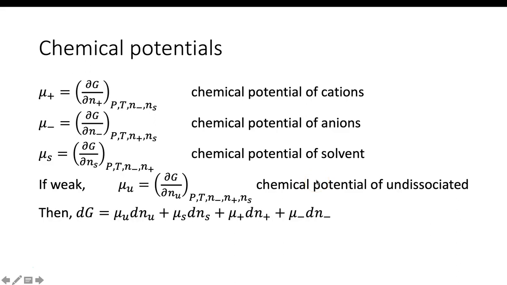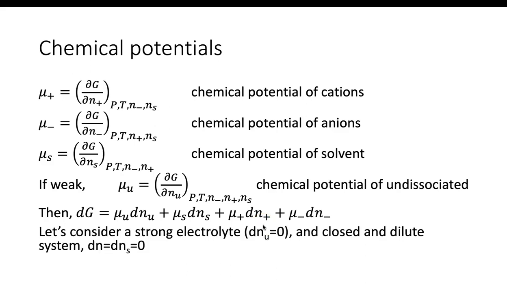And if we want to know about the thermodynamics of that process, we would evaluate the overall free energy or Gibbs free energy. And so we'd look at how the Gibbs free energy changes with the chemical potential as we change the number of moles. So we're going to set a couple of conditions. Let's consider a strong electrolyte, so we'll get rid of our undissociated. And we're going to just say it's a dilute solution, so that the total number of moles is just the total number of moles of solvent. Okay, so we're not going to change the number of moles of solvent.